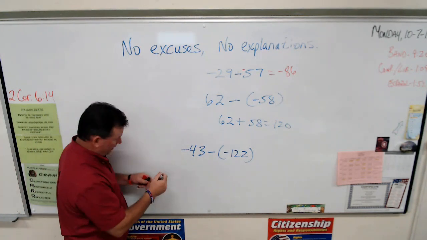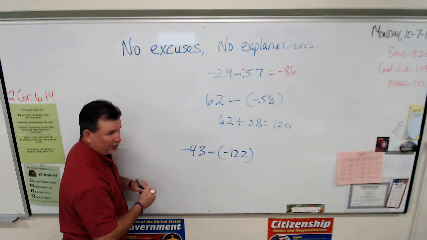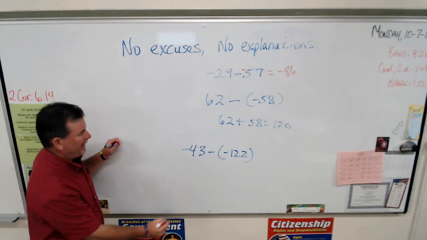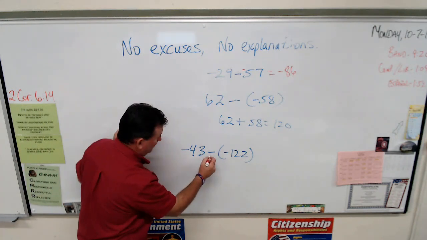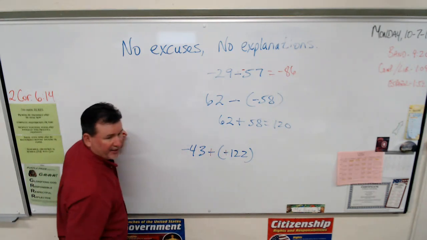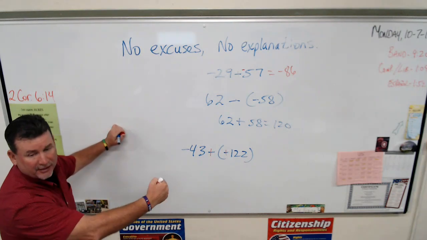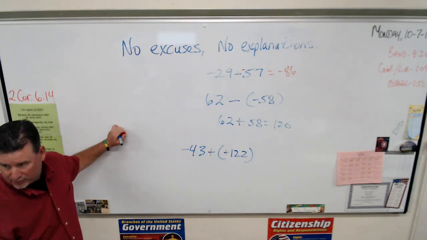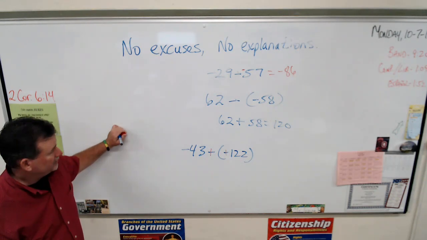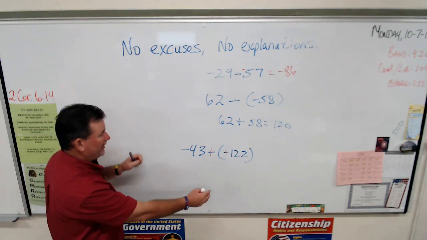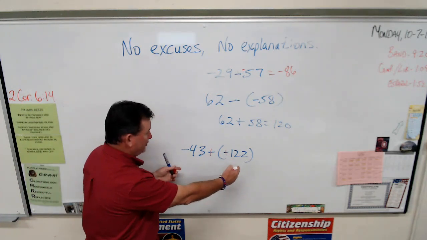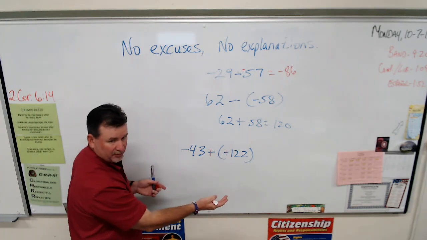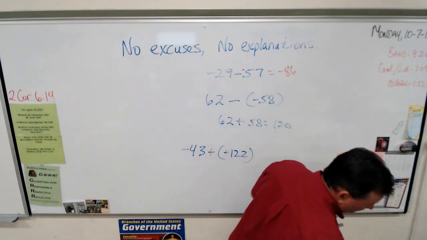Negative 43, you don't actually subtract, you add the opposite. So watch. Now it's negative 43 plus positive 122. And what's the difference in those? Now you're using your rules. Signs are different. Find the difference and use the sign of the larger number. So that became positive 79.